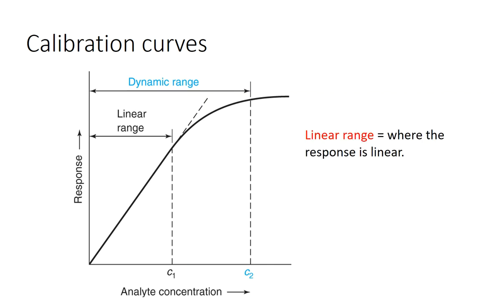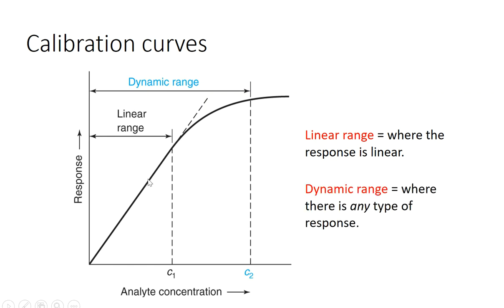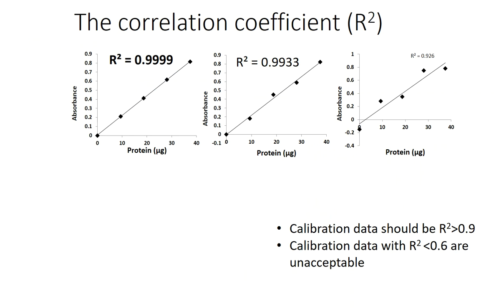So some vocabulary is that this part is the linear range, where the response is linear. That's a sensible definition. Dynamic range is where there's any change at all in response. So we might still be seeing some small changes out here at this higher concentration, but that part isn't linear. It is a dynamic range, but it's not a linear range. So these are limitations to be aware of.